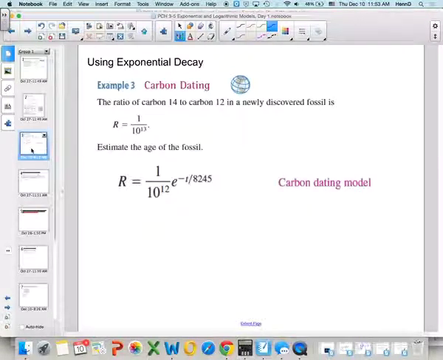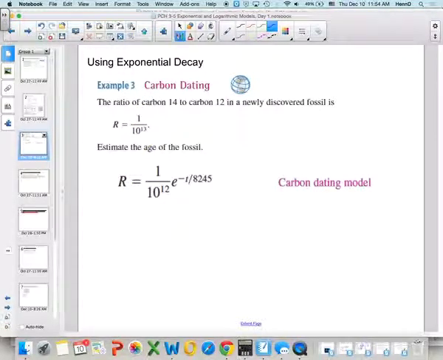Another thing here is you could do it with carbon dating, decay, to estimate the age of a particular fossil that you find. All right, that's another case where we could just plug in this for R and solve, and we could estimate the time. Okay? Will R always equal 1/10? No, that's just an example. Oh, just an example. Okay.